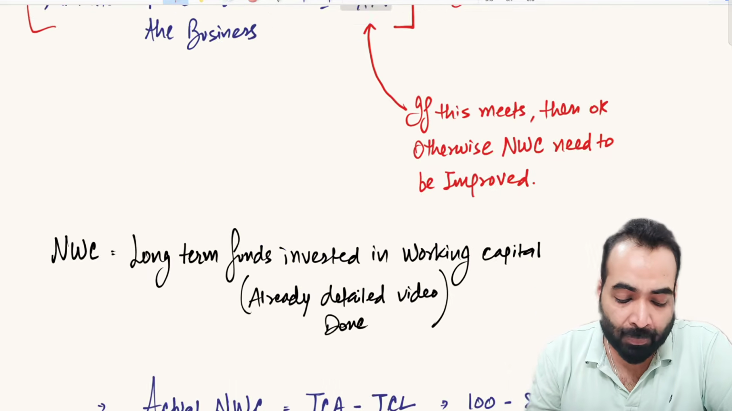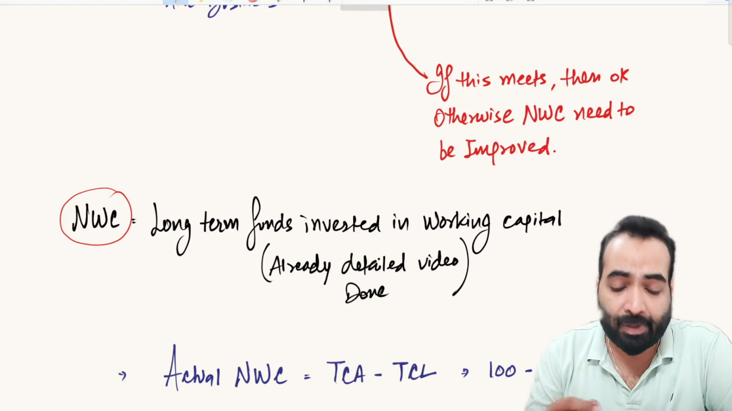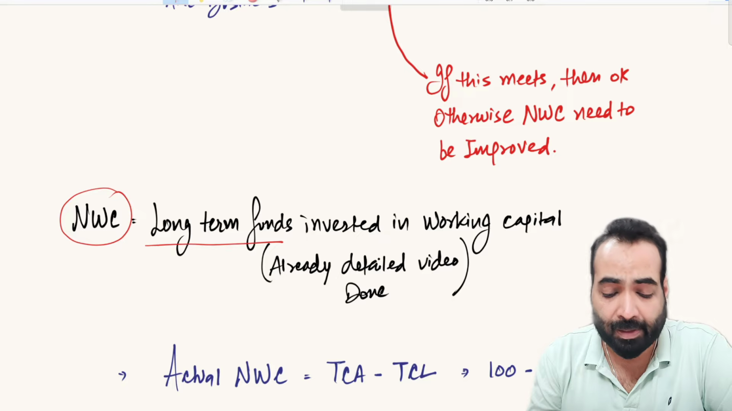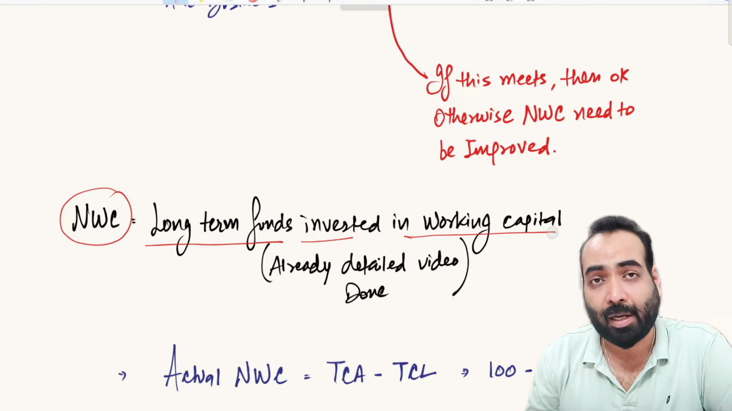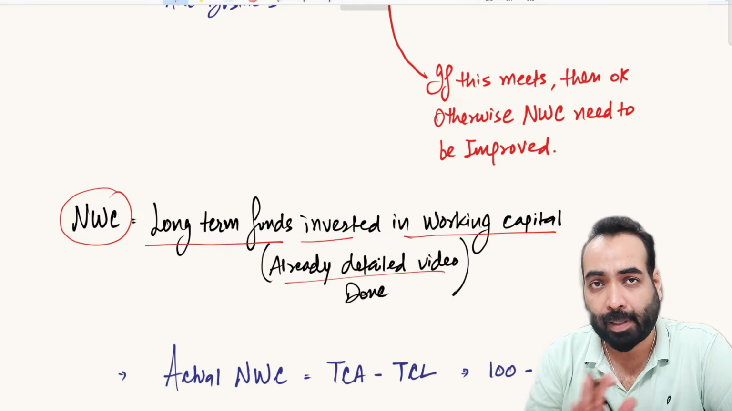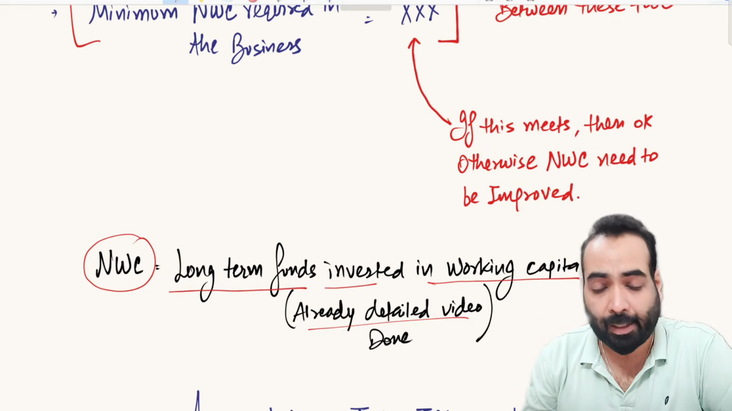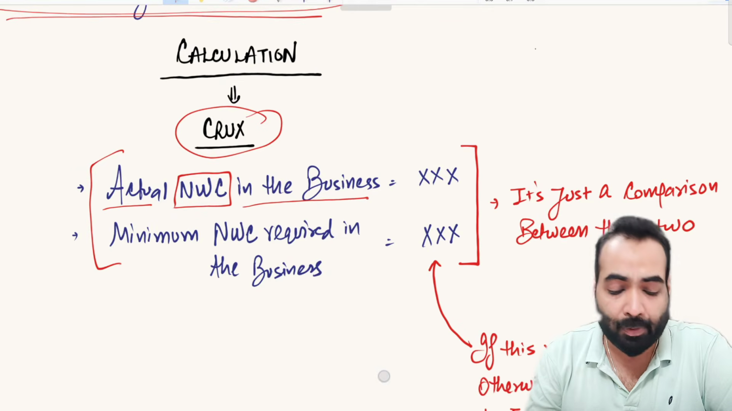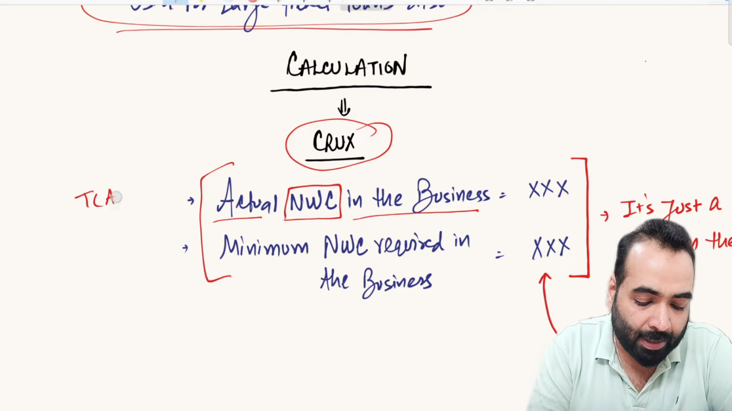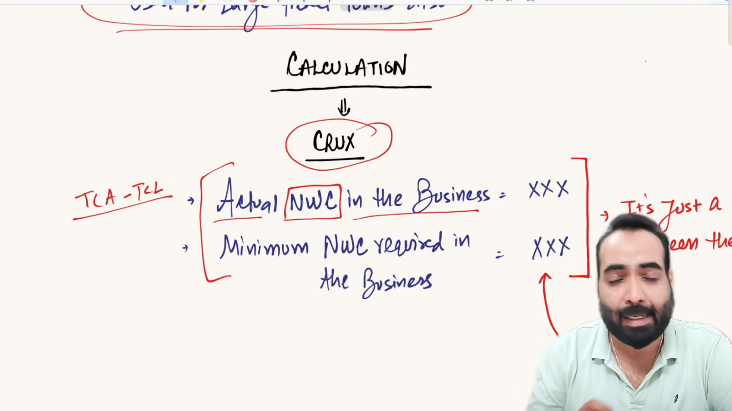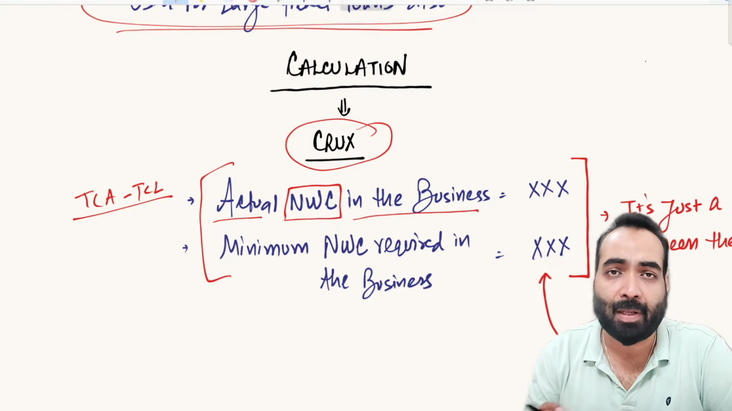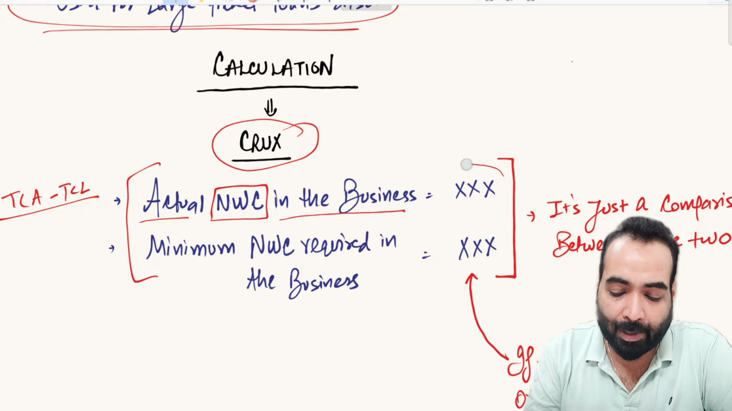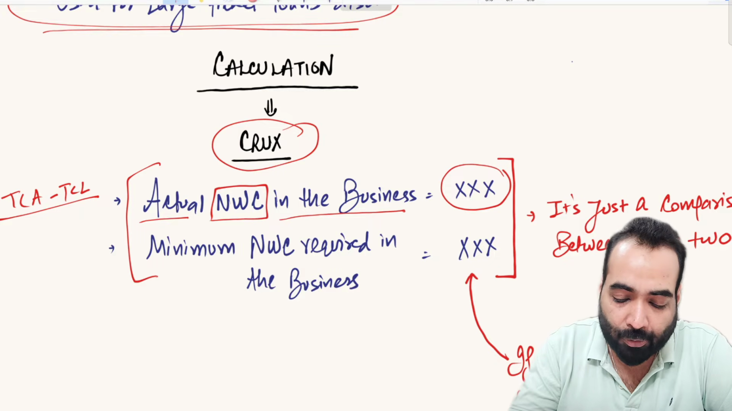And what is NWC? NWC is net working capital, which represents the long-term funds, long-term liabilities, long-term sources of funds which are invested in your working capital. I have already explained in detail in separate videos. So this represents NWC. So first you calculate actual NWC. And how do we calculate the actual NWC? It is total current assets minus total current liabilities. You can easily calculate the actual NWC from the balance sheet of the client if you understand the basic terms of the balance sheet. So once you have calculated the actual NWC, this represents the actual position.